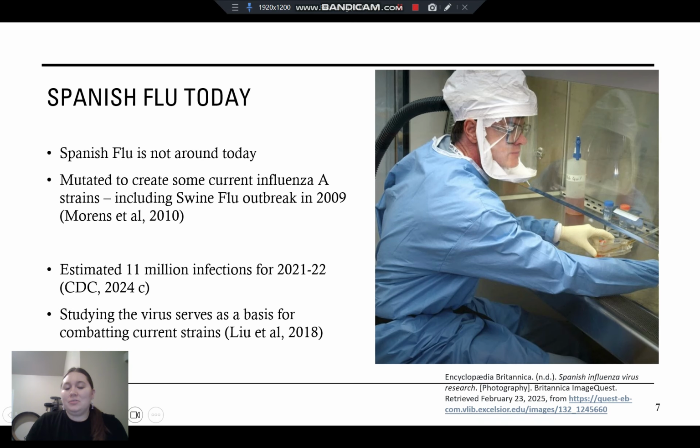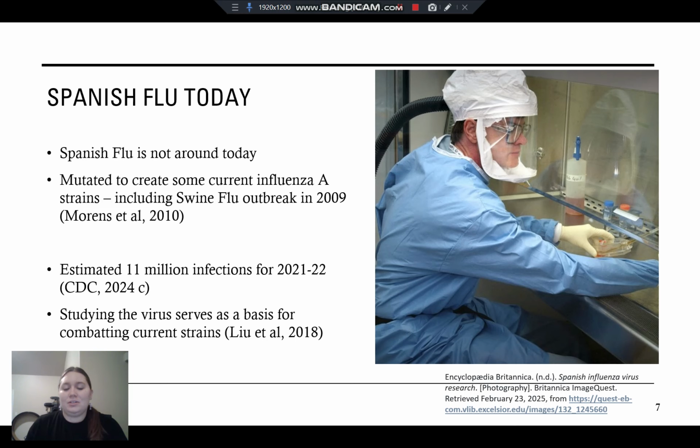Now, Spanish flu is not around today. However, there's still a lot we can learn from it. While the exact strain of Spanish flu isn't around, it has mutated to create other influenza A strains. So there are multiple different kinds of influenza A H1N1, and they come from different places. The swine flu outbreak of 2009, it's been found that part of the swine flu had mutated from Spanish flu. And then we do have other flus today, not just H1N1, but lots of other kinds.